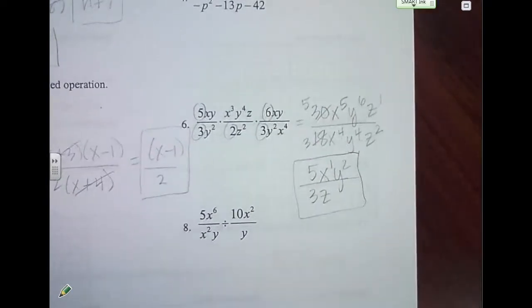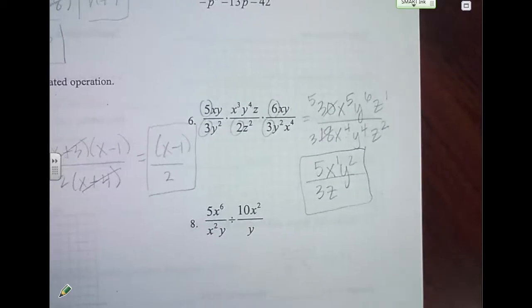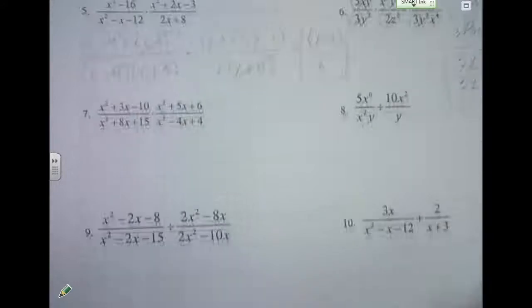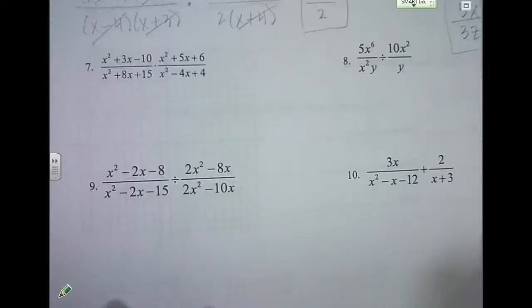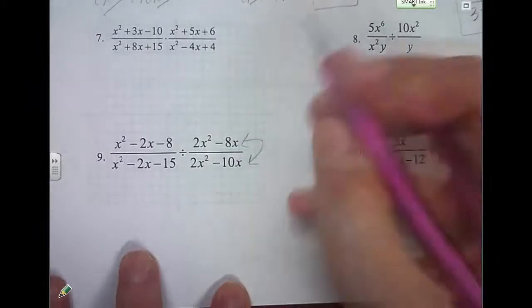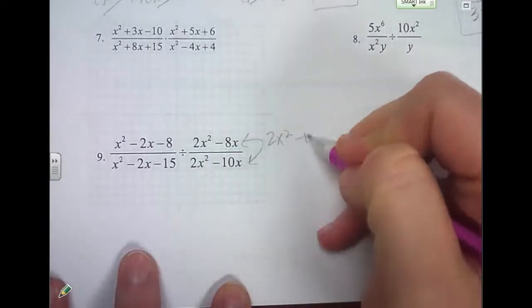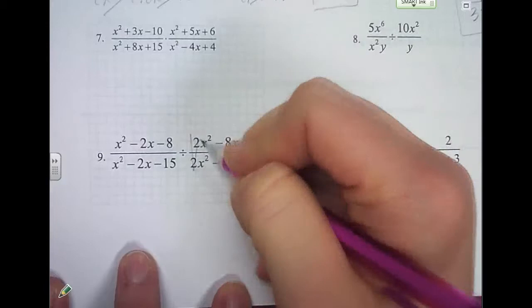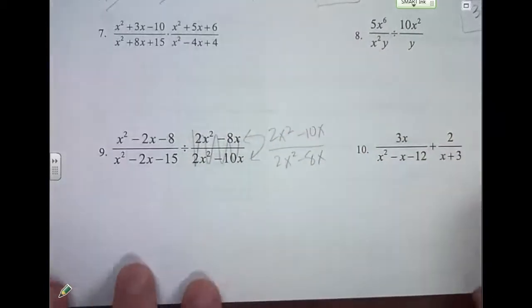Okay, let's do a division one. We'll do number 7. So, nope, sorry, number 9. So on division, remember you have to flip this second fraction. So I'm going to flip it and cross this out. Okay, so now let's factor.